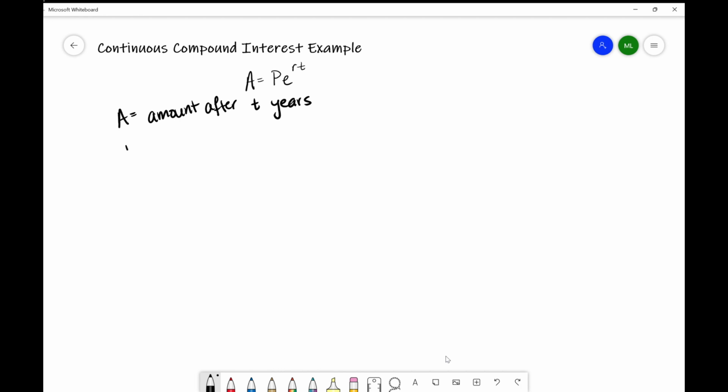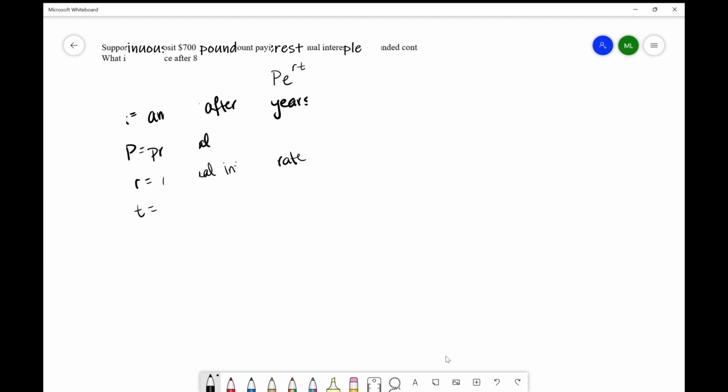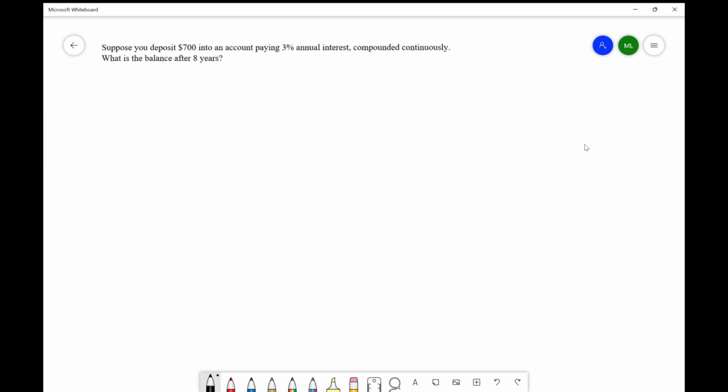Okay, and P is what we call the principal, meaning the amount you started off with. So this is your principal amount. Then you have r, and r is your annual interest rate. And we have t, and t is the amount of years. Okay? Look at an example now with continuous compound interest.